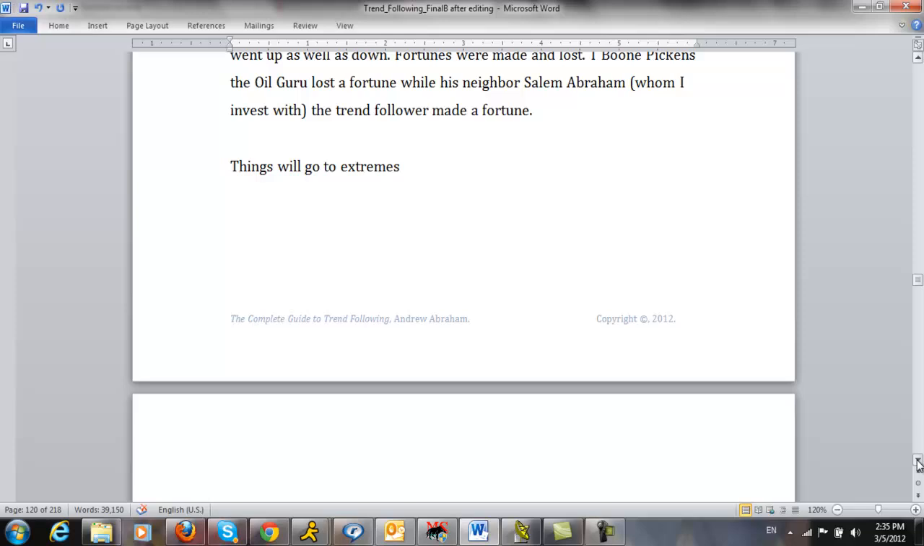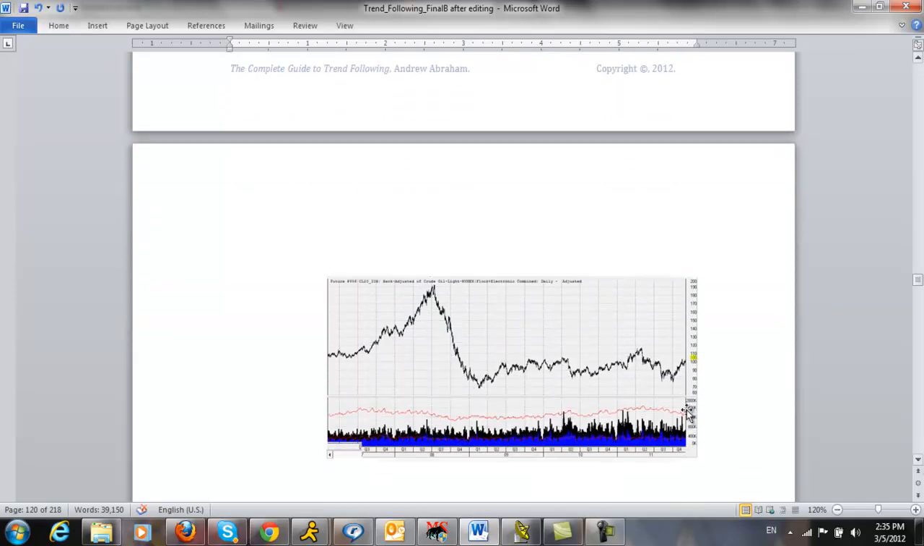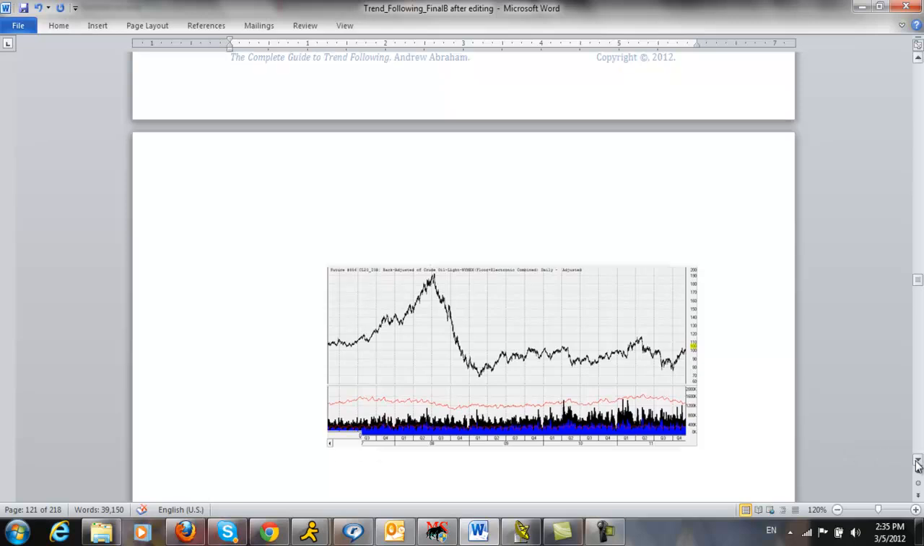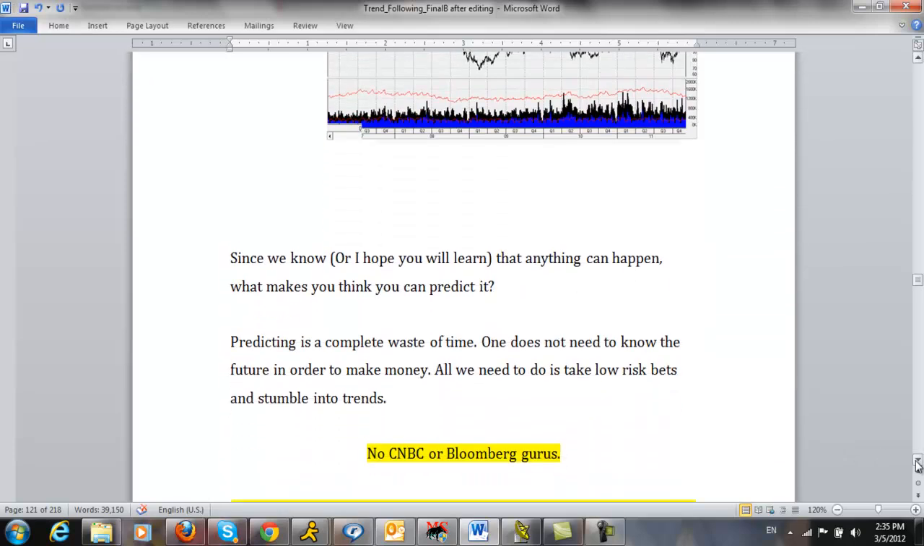Again, another example: peak oil. Remember, everyone said that crude is going to 200. Well, here's the chart. Guess who made money? Trend followers made money going up. Trend followers made money going down. Some of the most famous traders of crude oil lost money, and they didn't really have to. And this is really what we're talking about.